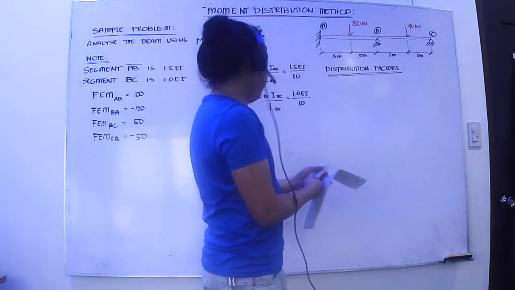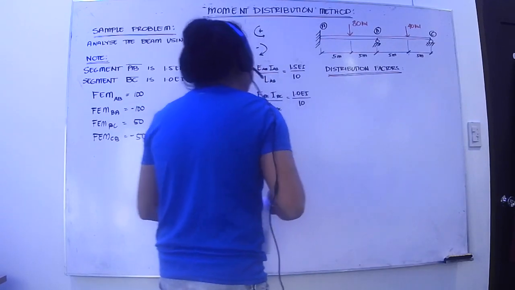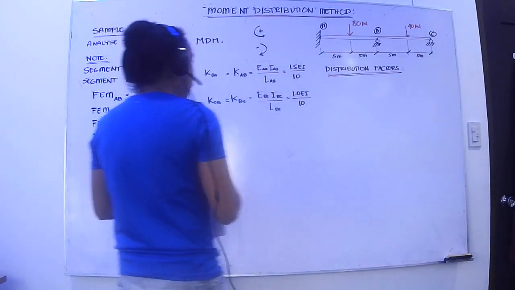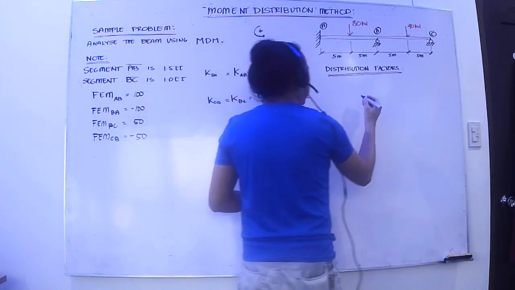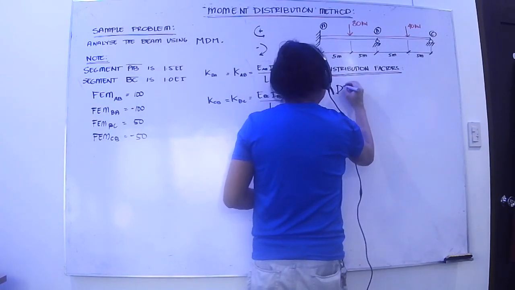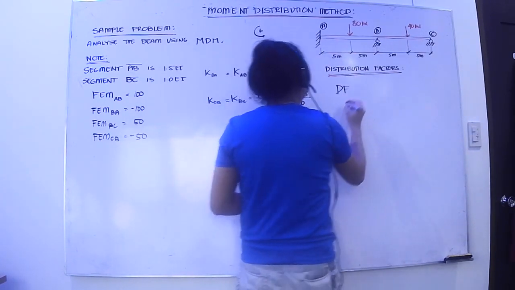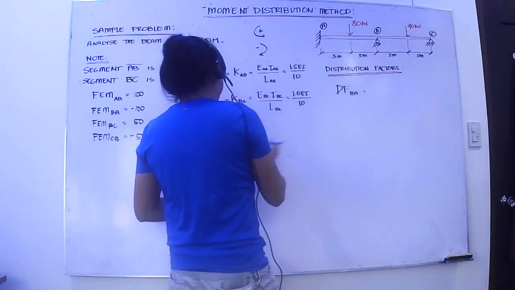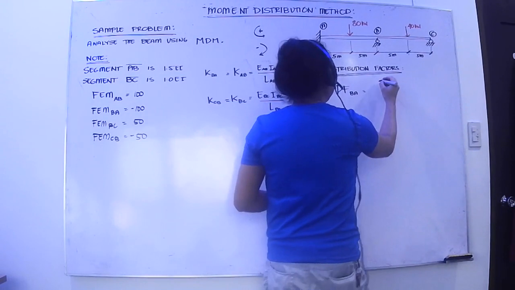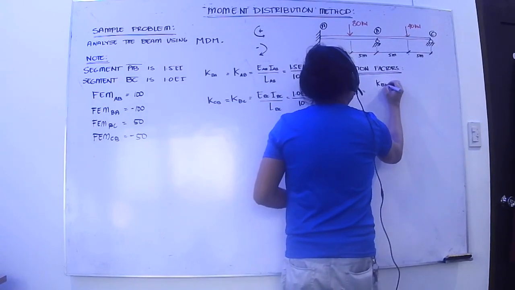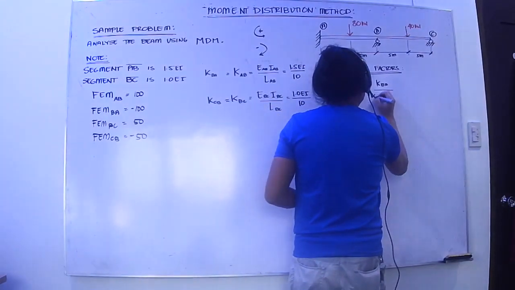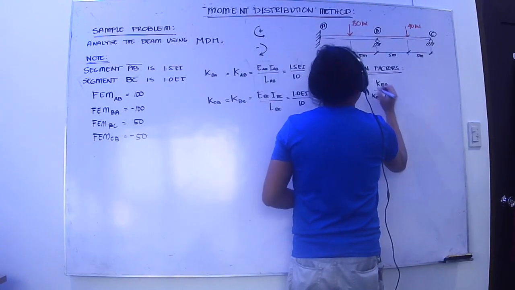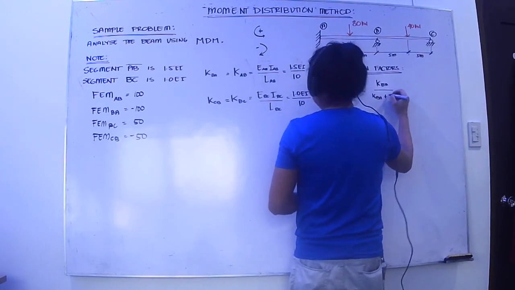Okay? So, distribution factors. Let's try the distribution factor for BA. If it's BA, this is just KBA over KBA plus KBC.